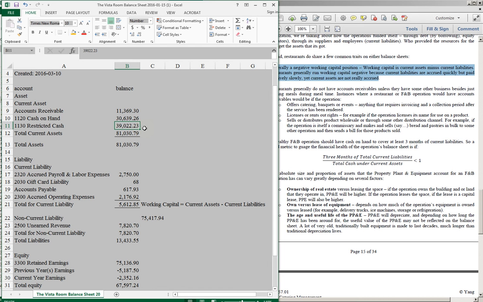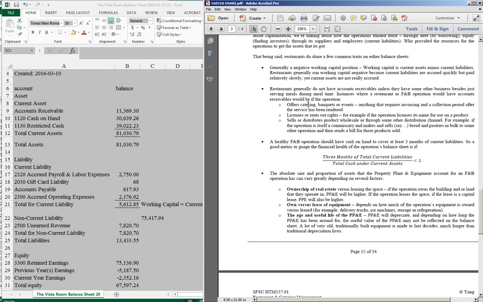So this is actually a risk management reason. But in general, you will find that a restaurant will not hold on to this much cash relative to how much money it owes. In most places, you'll find that there are far more current liabilities than there are current assets. So in this sense, the Vista Room is very, very different on its balance sheet.